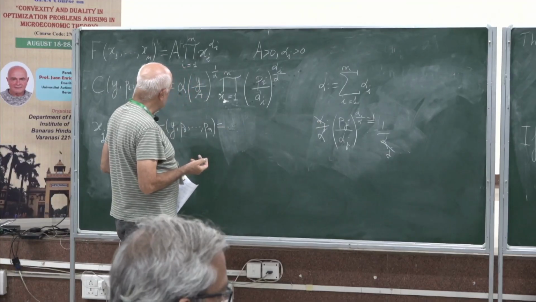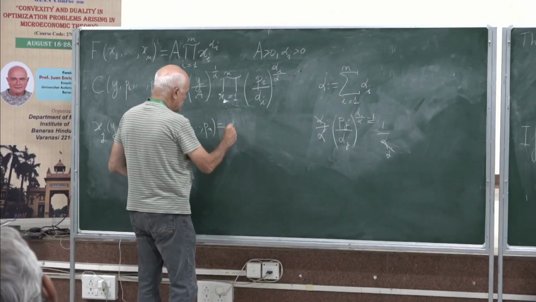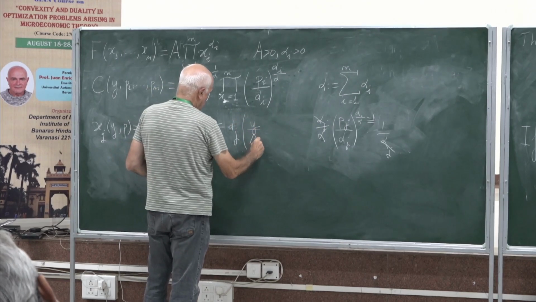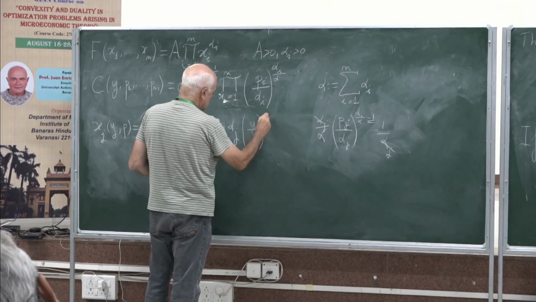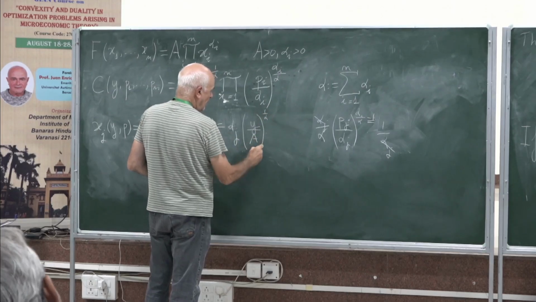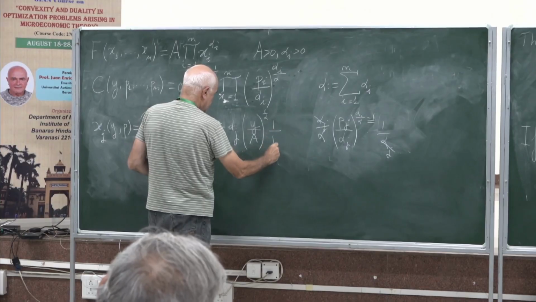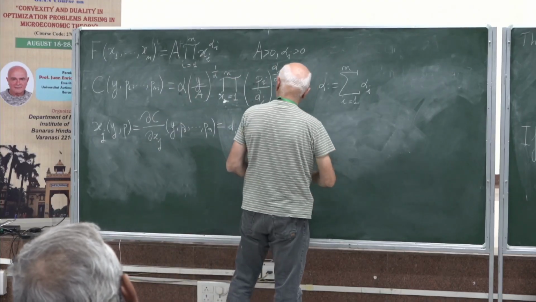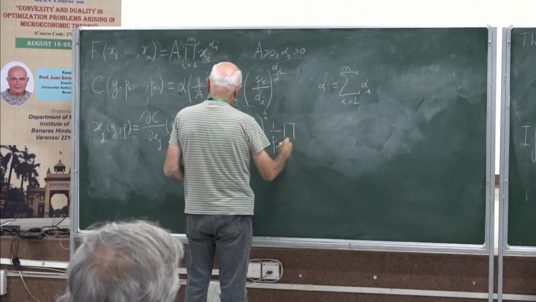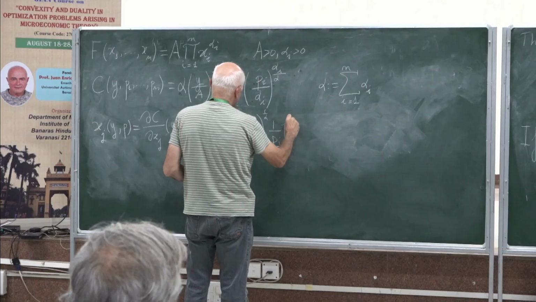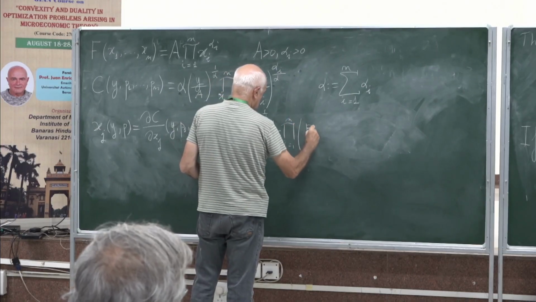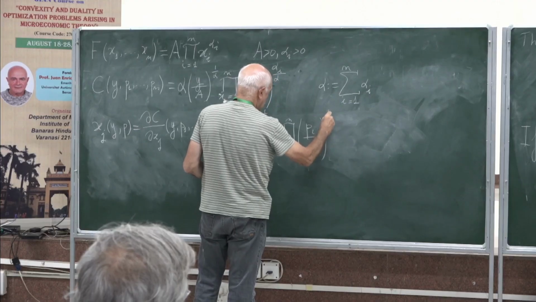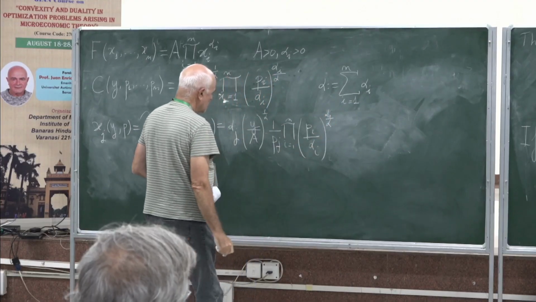So what I get is alpha j, y divided by a, to the 1 over alpha, 1 divided by p_j, times this product. Is this correct?